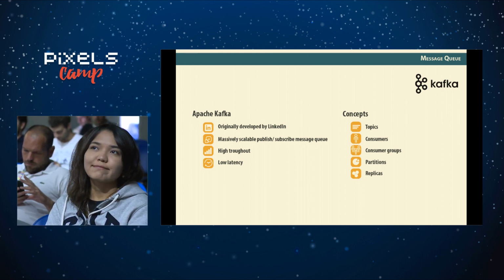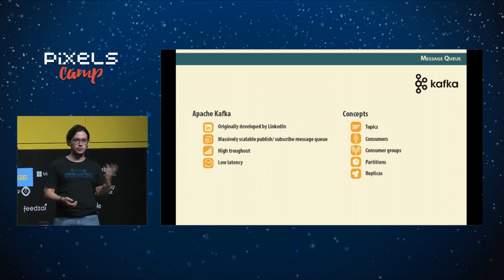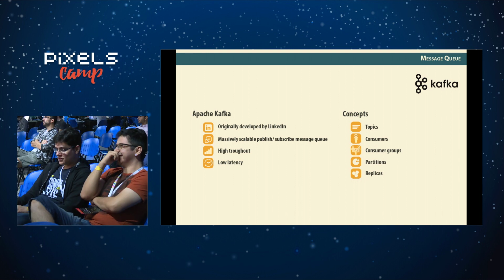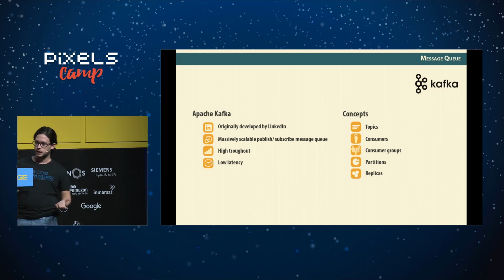It works with some really simple concepts. You have topics, which basically are the different queues that you write to. You have consumers, which are the clients. You have consumer groups, which are groups of clients, and you can use these consumer groups to basically distribute work through many consumers. And you have partitions and replicas that, well, are self-explanatory.